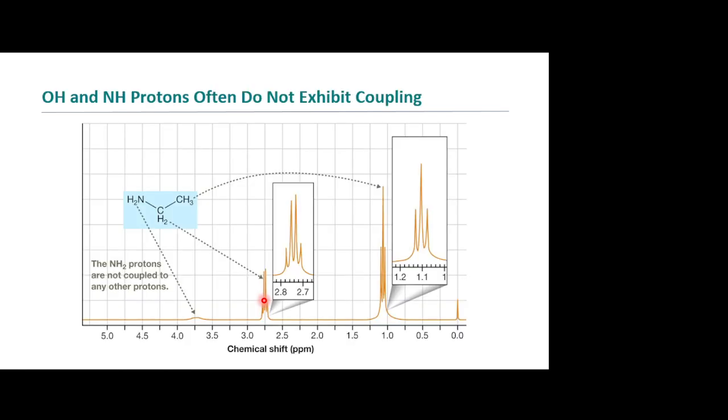Okay, so let's go ahead and look at some different ones that do not usually exhibit coupling. And so these NH2 protons, they are not going to be coupled to any of the other protons that are on the carbons. Okay. So that seems like it's violated, doesn't it? These are coupled, right? Can you see the coupling from those? Yeah. So we're still getting the coupling, aren't we?